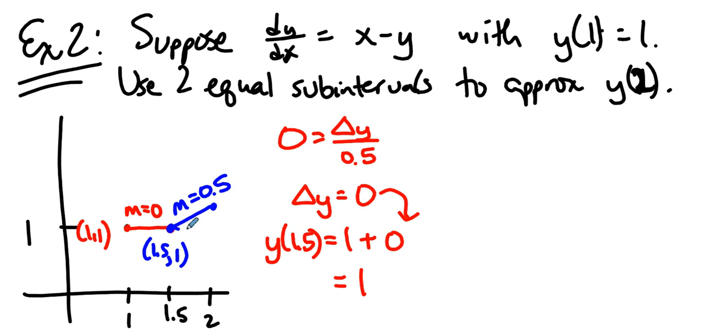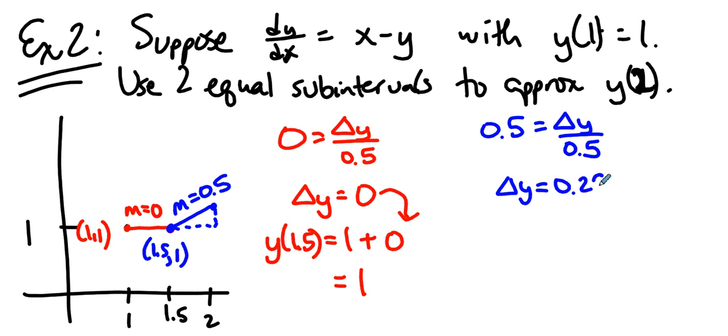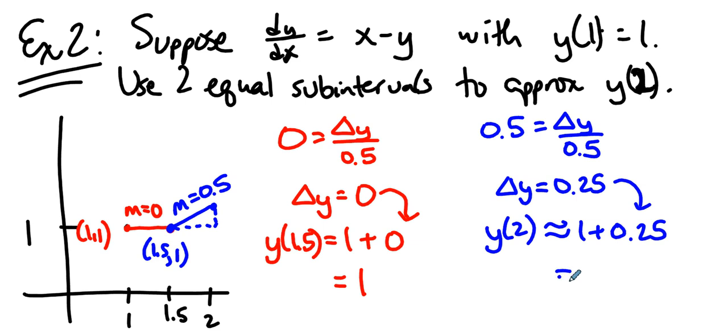And that slope is a change in y over a change in x, which means that the change in y is 0.25. And that means that the approximate y value at 2 is the previous y value plus the change in y, and that's 1.25. That's a numerical approximation for a solution to a differential equation.